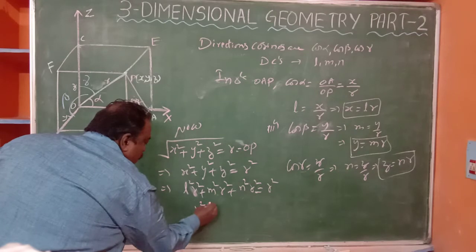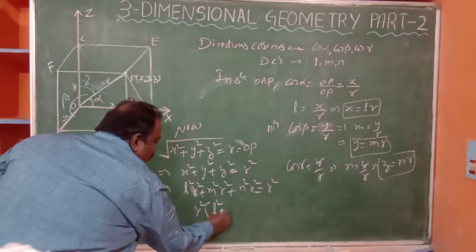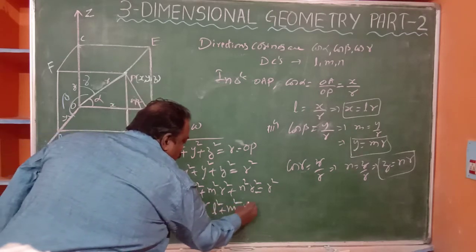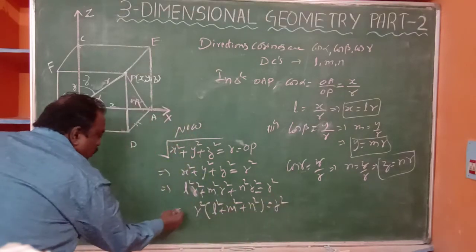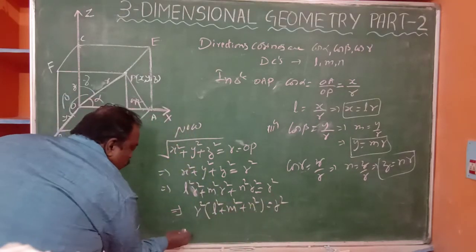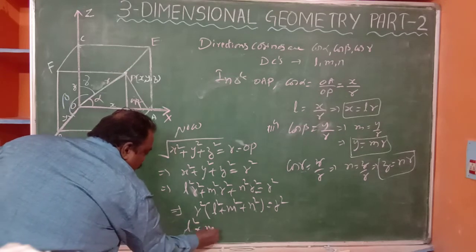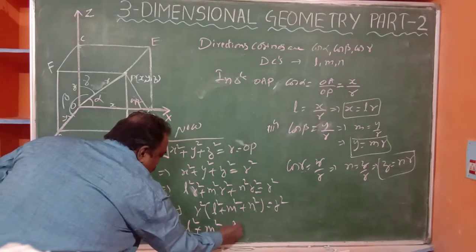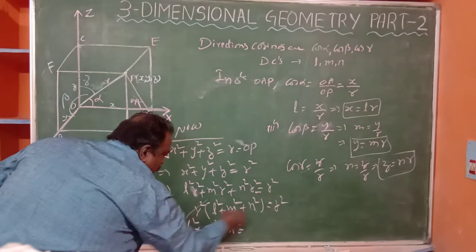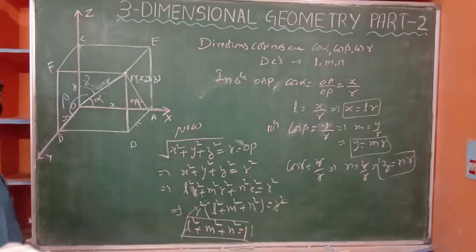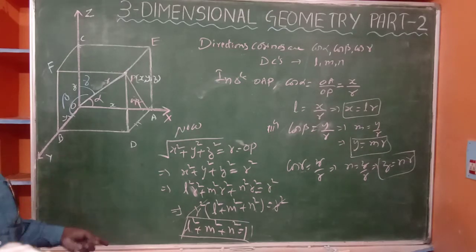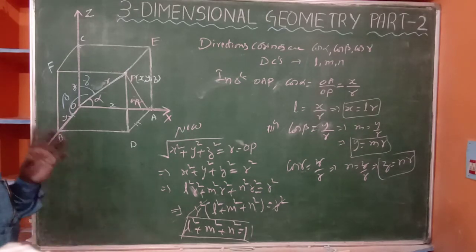So r square is taken as common. It is l square plus m square plus n square times r square, equal to r square. Will you agree? So r square cancels, and we get 1. A fantastic concept. l square plus m square plus n square is equal to 1.